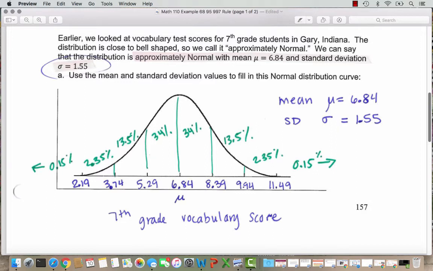So now we're in unusual territory. We would be pretty surprised for a 7th grade student to have a 3rd to 4th grade vocabulary score. And then we subtract another standard deviation, so 3.74 minus 1.55 to get the 2.19 at the lower end, and that would be very unusual territory. It would be extremely unlikely or unusual to find a 7th grade student with a 2nd grade vocabulary score on this exam.